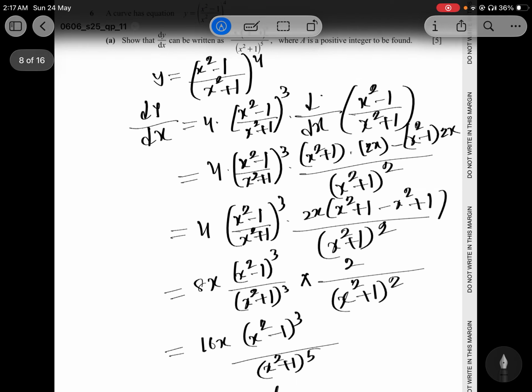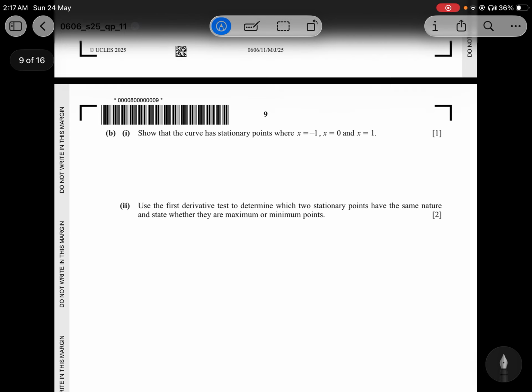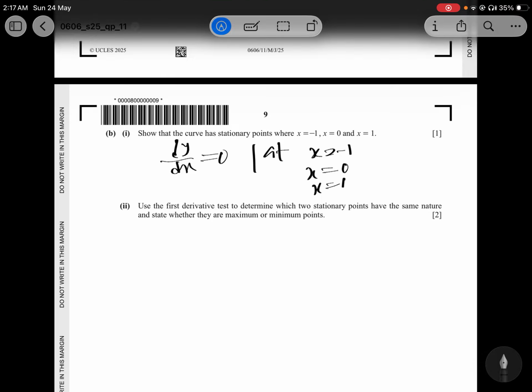Answer done. 5. Nice. Now show that the curve has stationary points where x is equal to minus 1, x is equal to 0, and x is equal to 1. I just have to say that it would become 0 at x equal to negative 1, x equal to 0, and x equal to 1. So don't worry about it. We'll have the three values of that solution: minus 1, 0, and positive 1.